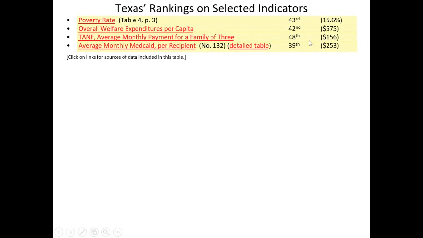Notice that Texas typically ranks at the bottom in a comparison of all 50 states in terms of these programs. So particularly, for example, here it says TANF benefit, temporary assistance to needy families benefit, average monthly payment for a family of 3. So we're talking about usually a mother and 2 children, okay? 48 out of 50 states. And that payment is, I forgot when this data is from, but only $156.